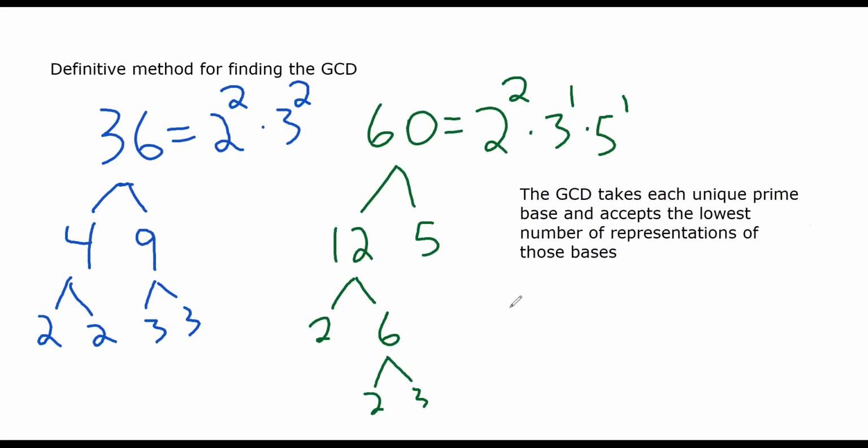What in the world do I mean? Well, the GCD, our prime bases, we got some 2s here. Here we have 2 2s, here we have 2 2s. We take the least representation, but they're tied. So the GCD is going to end up with 2 2s in it. Our next prime base is 3. This one has 2 3s. This one only has 1 3. So our GCD will just have a single 3. It'll go with the lesser representation.